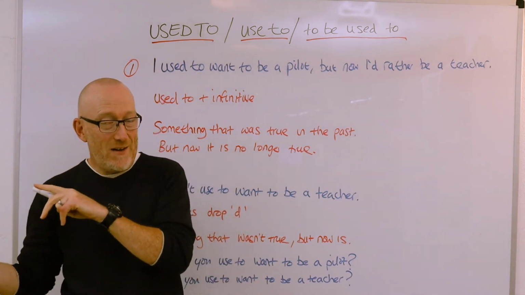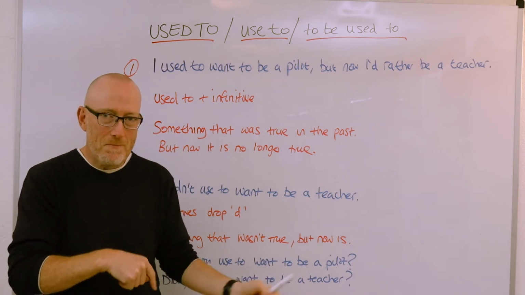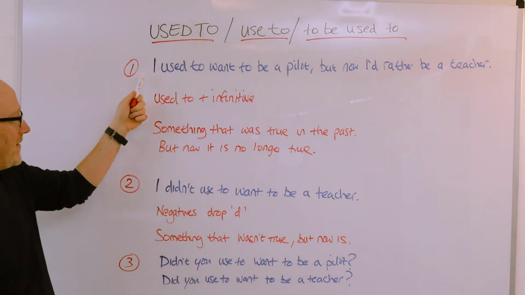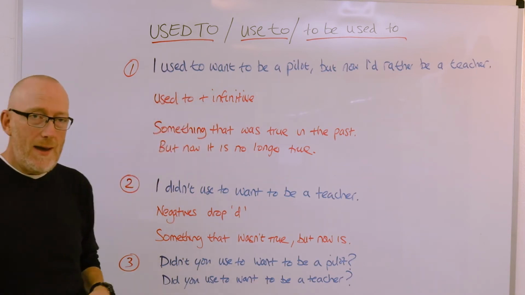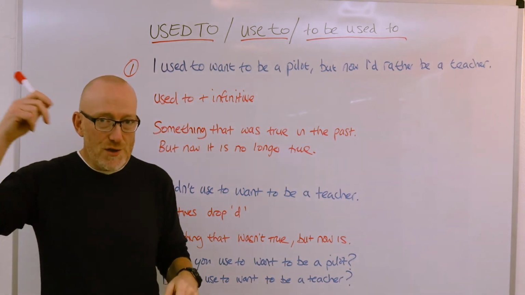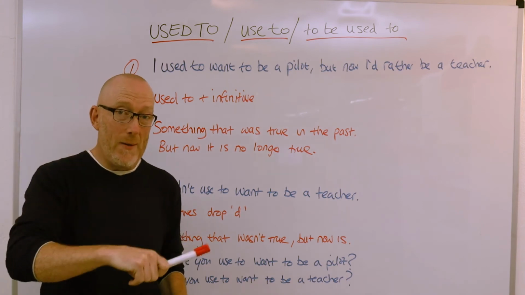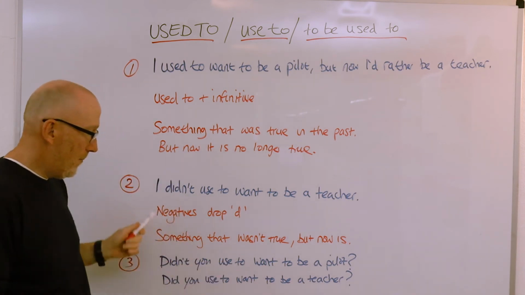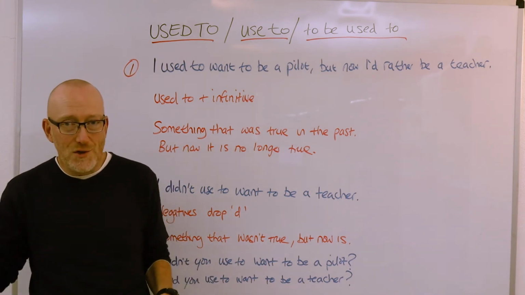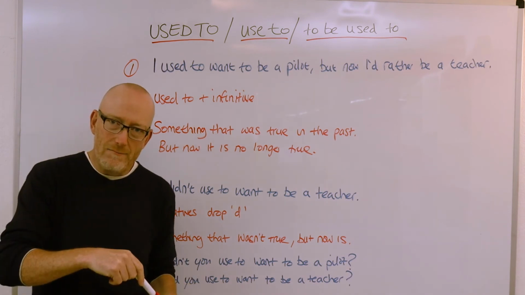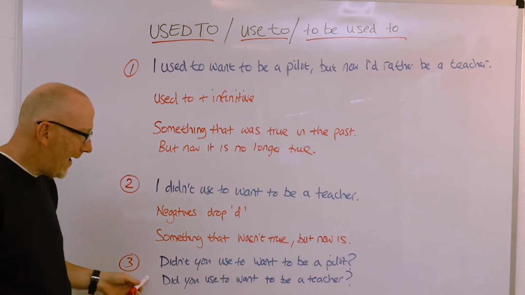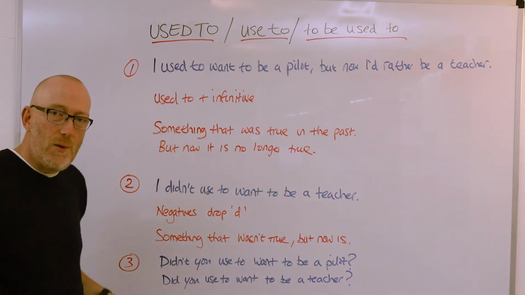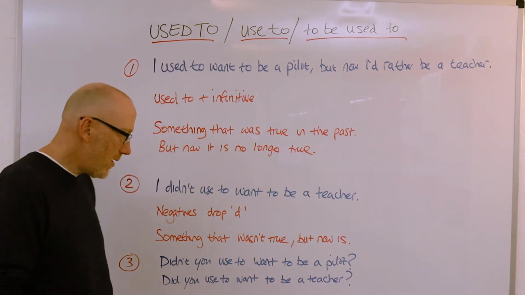In the past I didn't, but now I do. So I hope that makes sense. The first example of using used to is describing something that used to be true, that was true in the past, but now isn't. The negative form is something that wasn't true, but now is. Hope that makes sense. Now we can also use used to ask questions, to interrogate.